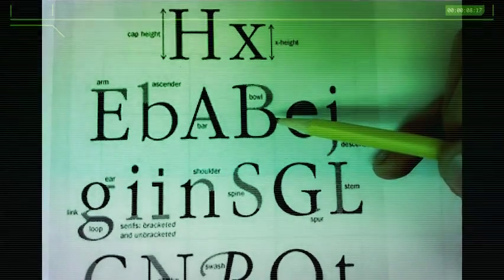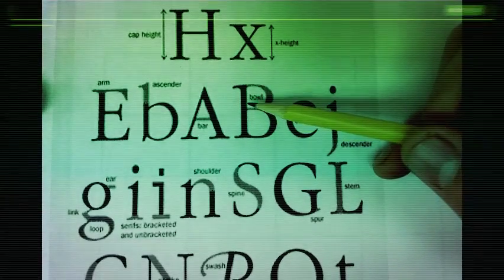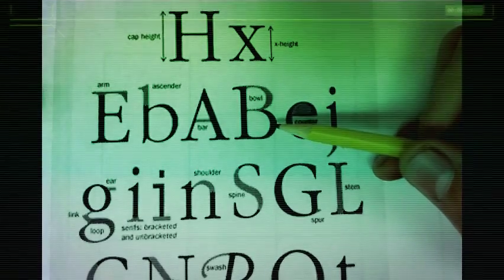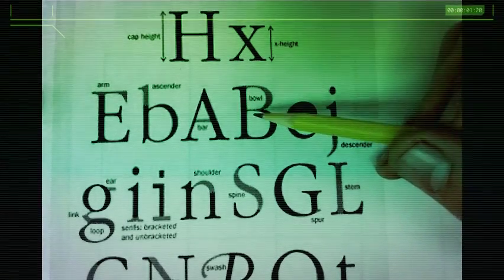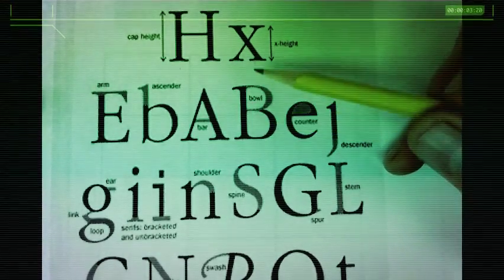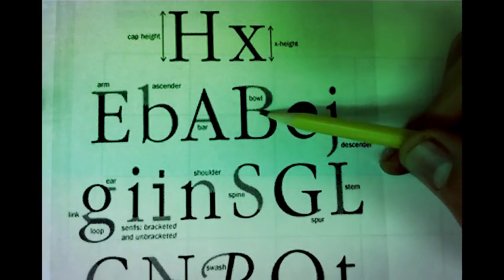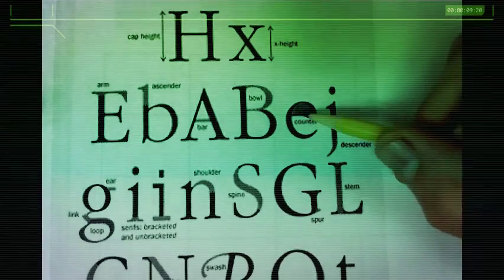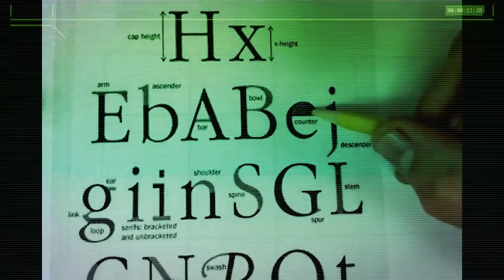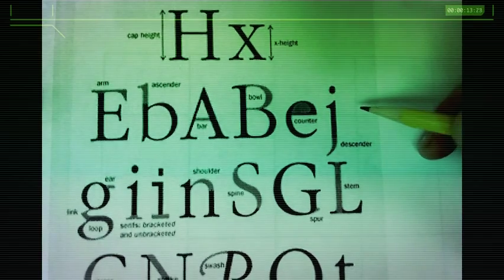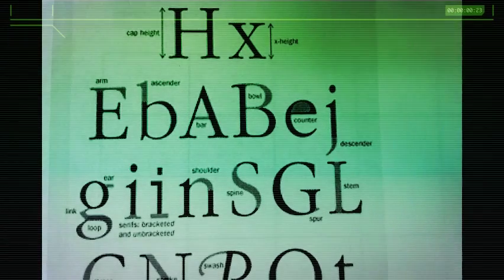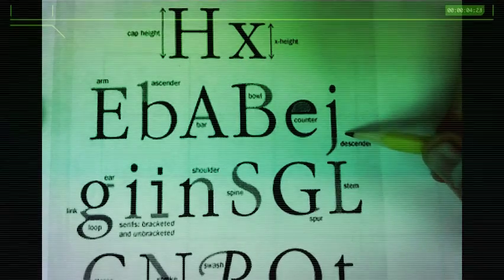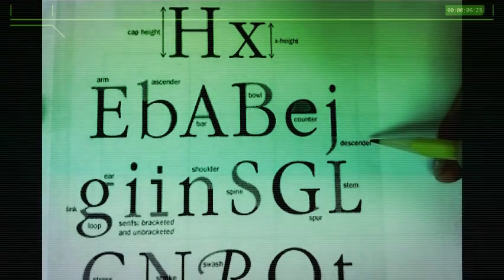A bowl is a curved stroke which creates an enclosed space within a character. The space is then called a counter. So here's the bowl, and if you look out here, that is the counter. It's a partially or fully enclosed space within a character.